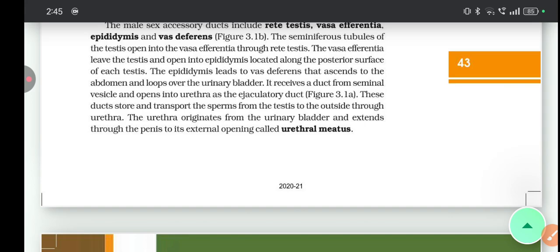The urethra originates from the urinary bladder and extends through the penis to its external opening, which is known as the urethral meatus. This opening name is also important, so mark it down.